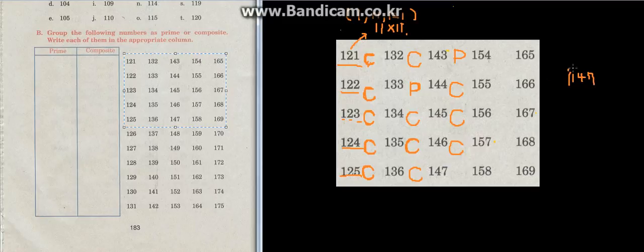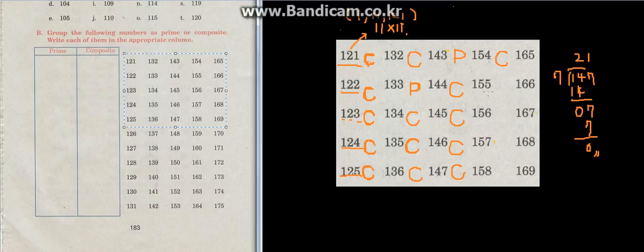147 divided by 7. So here 7 goes twice and the remainder is 0. So bring down 7 here, 7 goes once here, and there's no remainder. So here 147 has more than two factors, so this is composite number. Then how about 154? So here it can be divided by 2, so it's composite number.